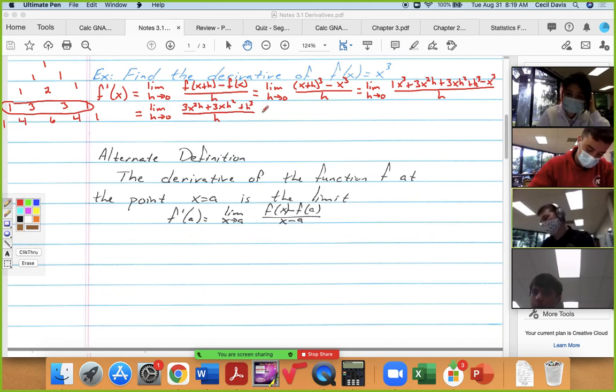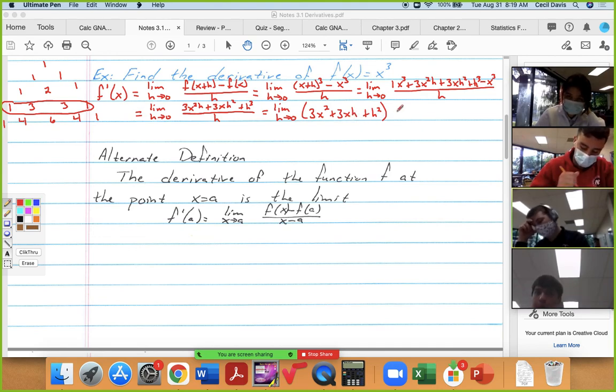So now I can do the division, and this will be the limit as h goes to 0 of 3x squared plus 3xh plus h squared. As h goes to 0, the second and third terms drop out, and we're left with just 3x squared.